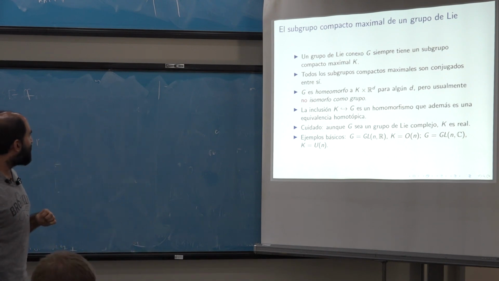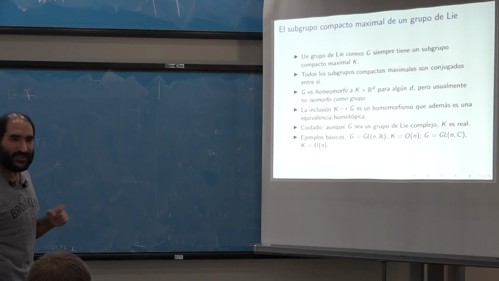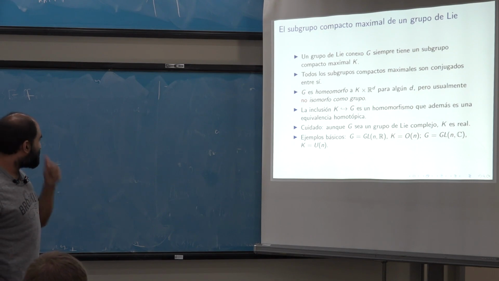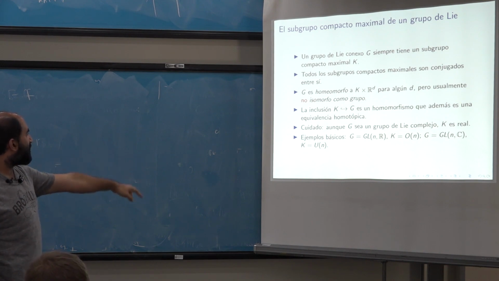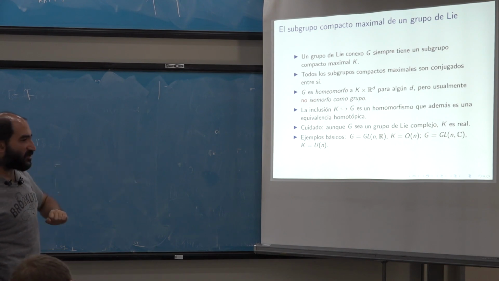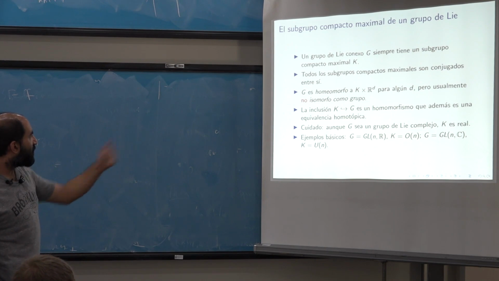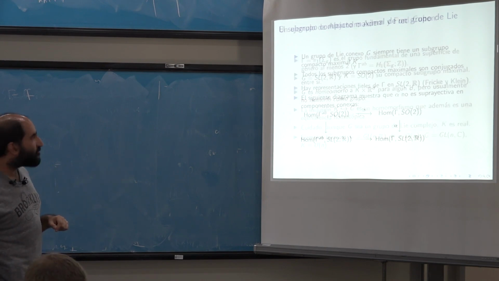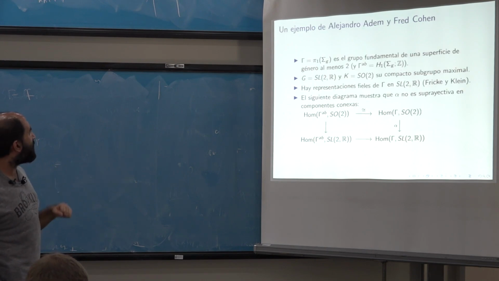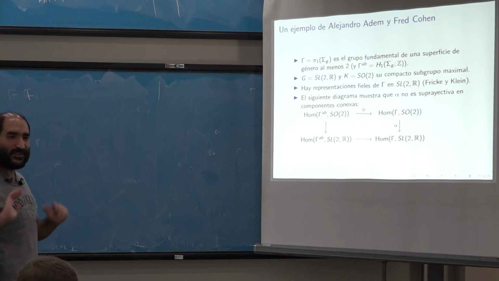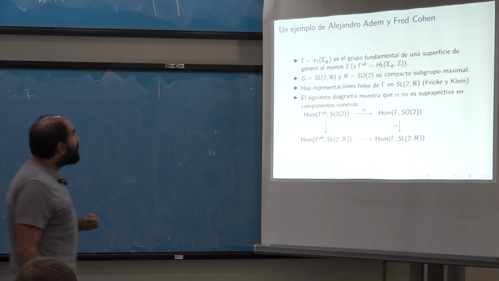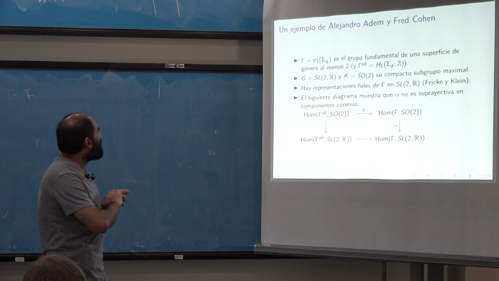This slide is intended for a different audience. I'm sure everybody knows what the maximal compact subgroup of a Lie group is, but let me just remind you of the basic examples. For GL_n(R), its maximal compact subgroup is the orthogonal group. For GL_n(C), it's U(n). And so here's a nice example of the number of connected components not being the same. This is from a paper of Alejandro Adem and Fred Cohen.